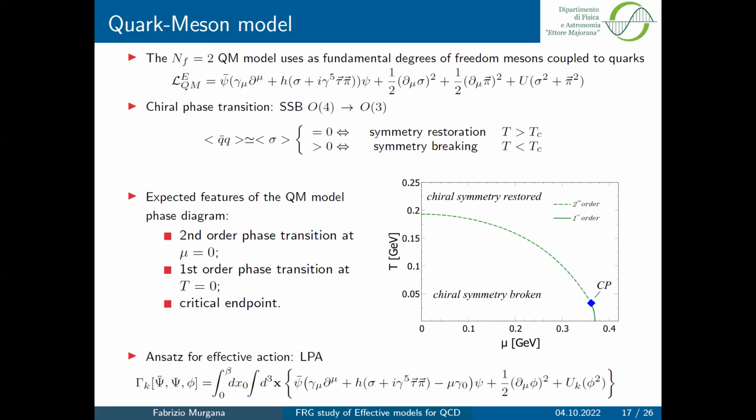So we already know what we can expect from the phase diagram, which is, in the mu equals 0 direction, we should get a second order phase transition in the chiral limit. Then we have a first order phase transition in the mu direction at T equals 0. And then the two lines meet at a critical point. And again, we are using the LPA ansatz to study it in the FRG framework.